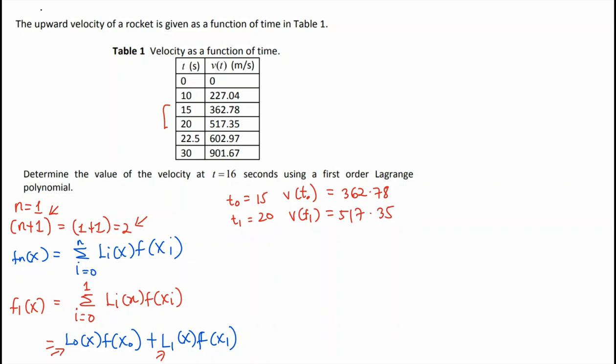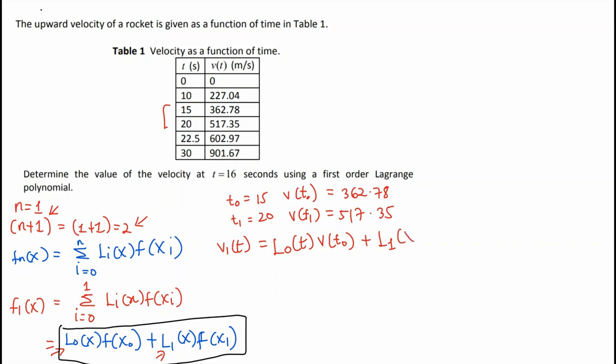Okay, so now let's go back to the general expression that I gave. I gave the general expression in terms of x and then f of x. But from the table we were given t and then v of t. So let's rewrite this. So you're going to have v1 of t to be equal to L0 of t multiplying v of t0, plus L1 of t, sorry, I'm using x again, L1 of t multiplying v of t1. This is the general formula that we are supposed to use.